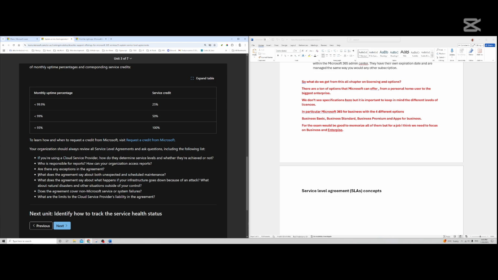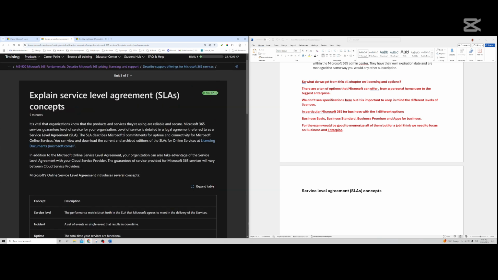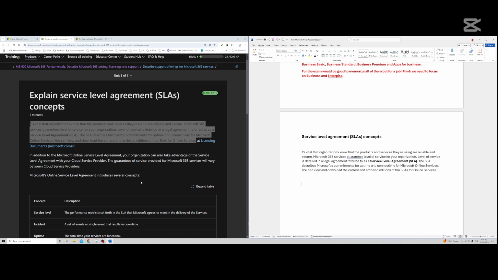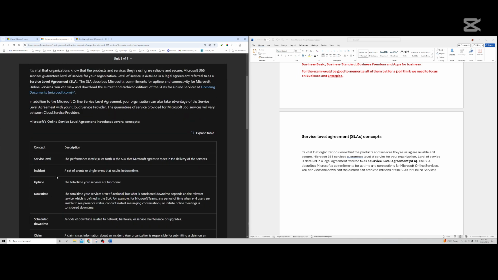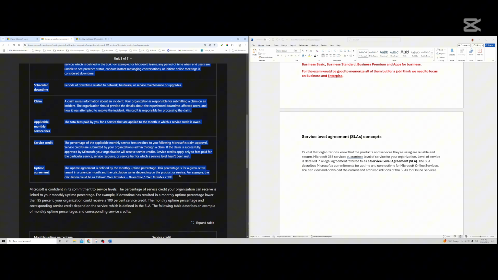So what can we get here? Let's get this part. I don't care about the link. Get this little part here, and then yeah, basically you have the SLA with Microsoft and the SLA with the cloud service provider. The concepts are important as well. So what happens if I do this? Right, but it's okay.